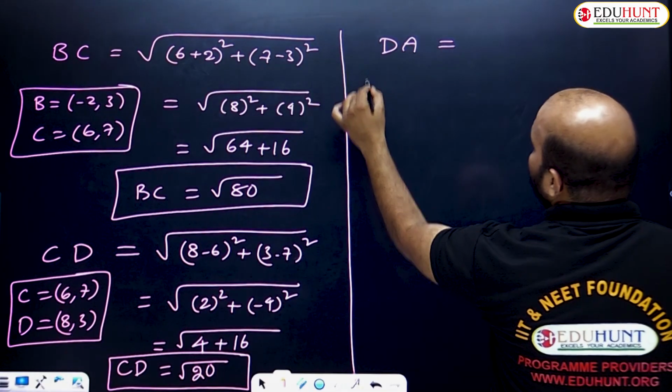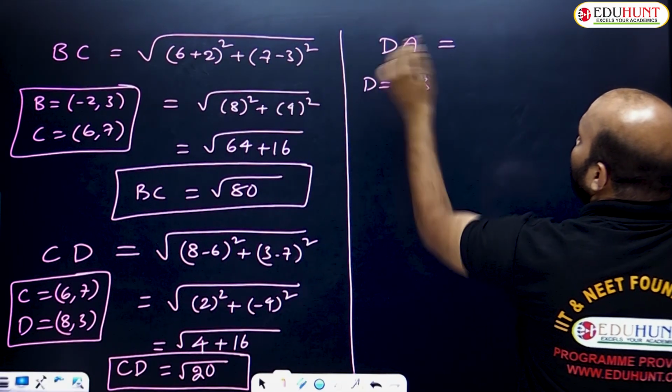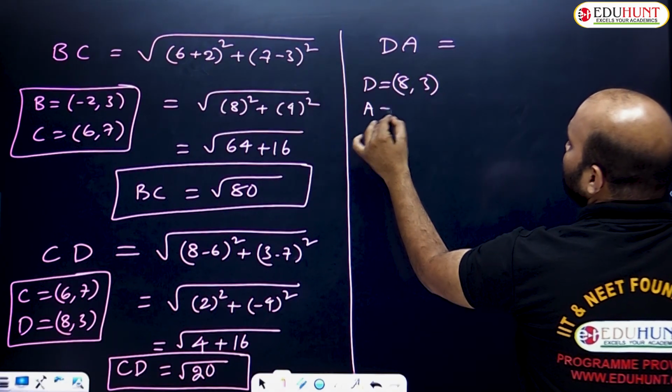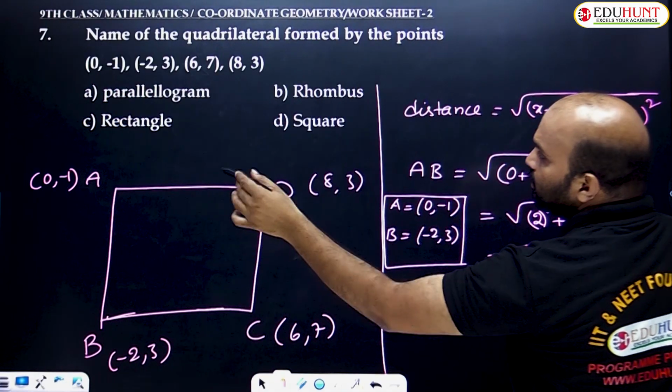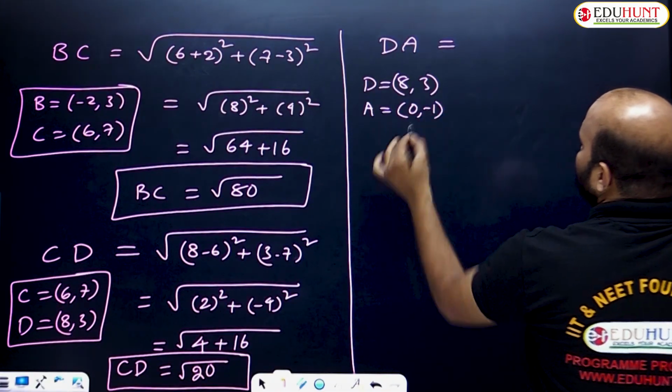So D, you know the coordinates of D are given here: 8 and 3. Now, dA distance by using the distance formula. dA has coordinates 8 and 3, and A has coordinates 0 comma minus 1. Am I clear?